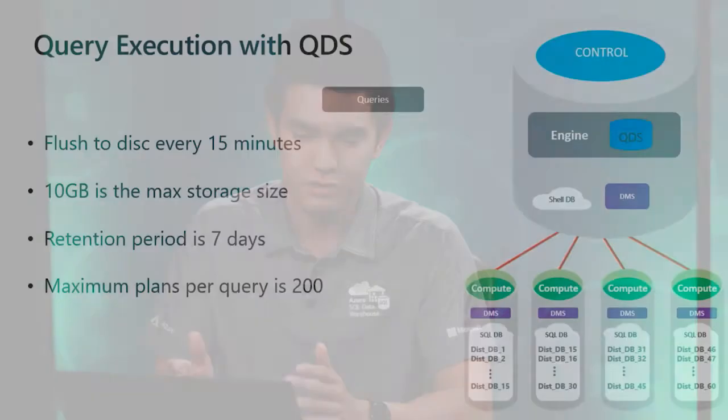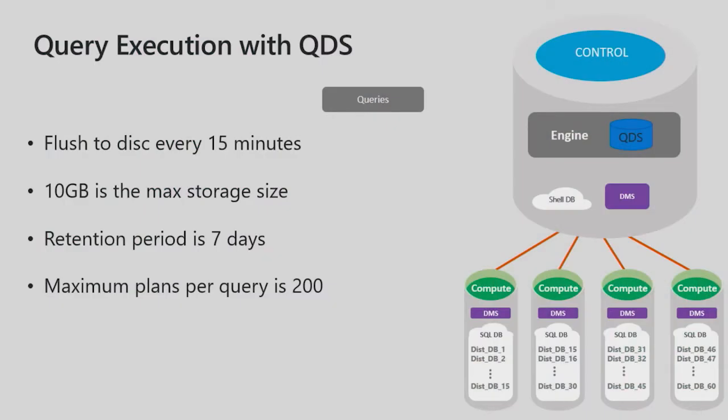So let's dive right into how queries are executed across SQL Data Warehouse. When you issue queries against SQL Data Warehouse, the query first goes to the control node of SQL Data Warehouse. And then after that, it goes to the engine, which also has a query optimizer. And the query optimizer interacts with the shell database, which contains statistics and other metadata for it to come up with the most optimal parallel query execution plan.